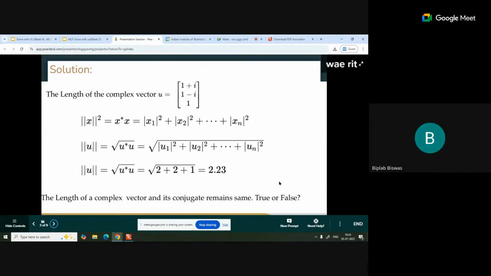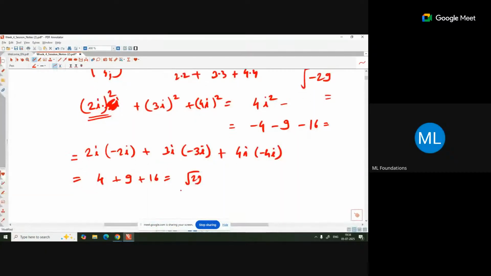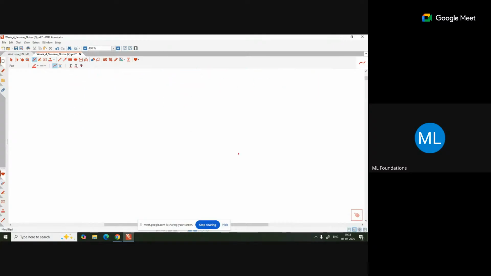Sir, even if it is not a complex vector, in the same way we calculate it if it is a real number also? Yeah, we can do. Same thing, correct. But for real numbers, the complex conjugate will be that number itself, and that's why the answer won't change for that. If you apply this rule, let us say you have 2 and 3.